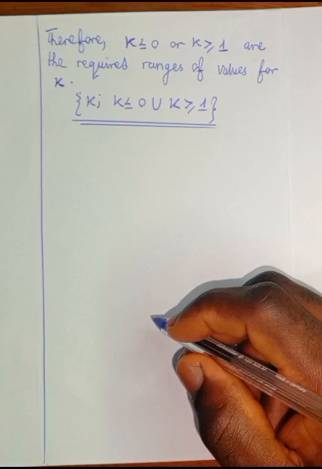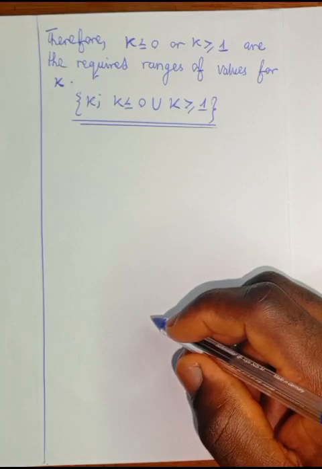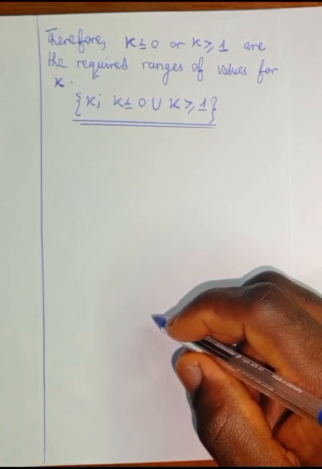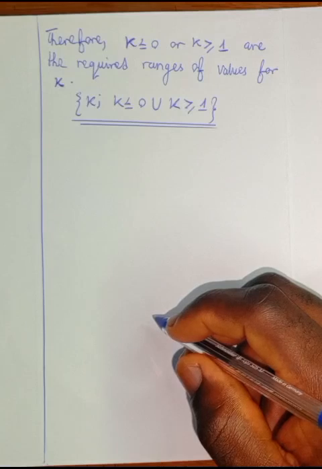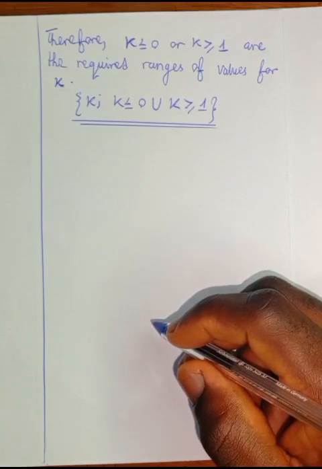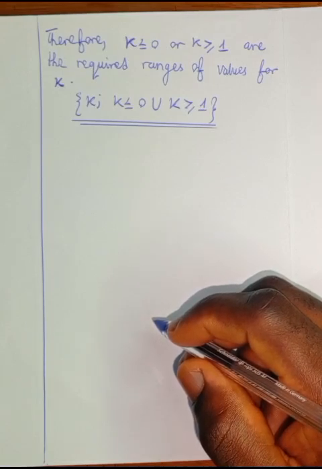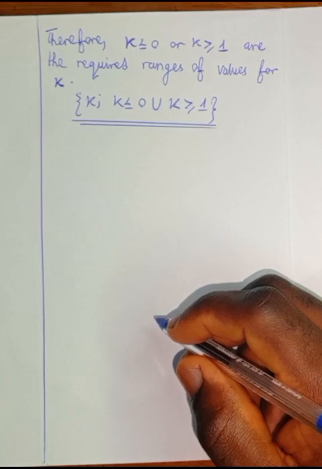and how to find the required range of values for an unknown for a quadratic equation to have real roots, two real distinct roots, or for it to have repeated roots.